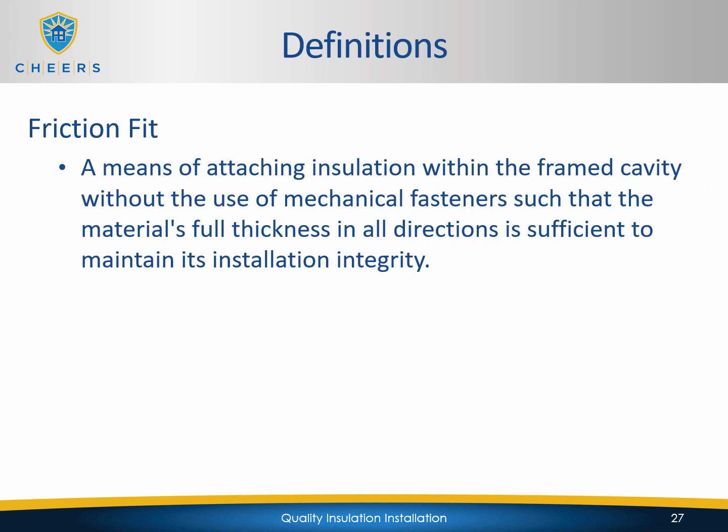Friction fit. It's a means of attaching insulation within the frame cavity without the use of mechanical fasteners, where the material's full thickness in all directions is sufficient to maintain its installation integrity. So basically, installing insulation by friction fit means cutting the insulation in such a way that putting it into the wall cavity will hold it up on its own simply by touching the edges of the framing and the wall cavity itself.